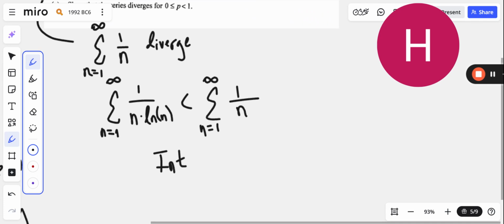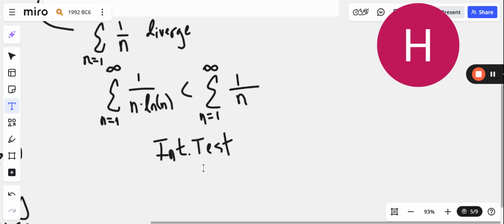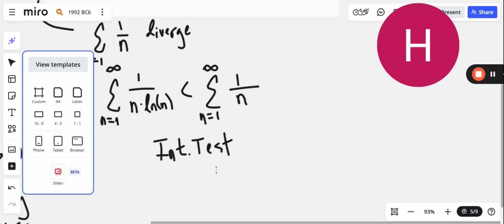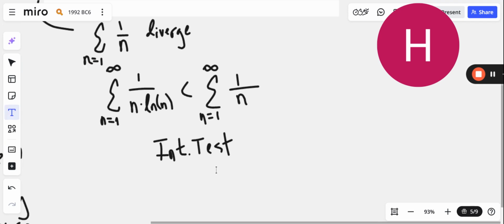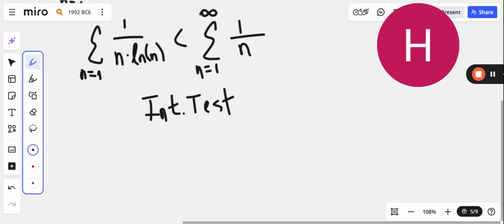And in order to try the integral test, what does the integral test say? Let's try to type here. Can we not type? Okay, we can't type apparently.